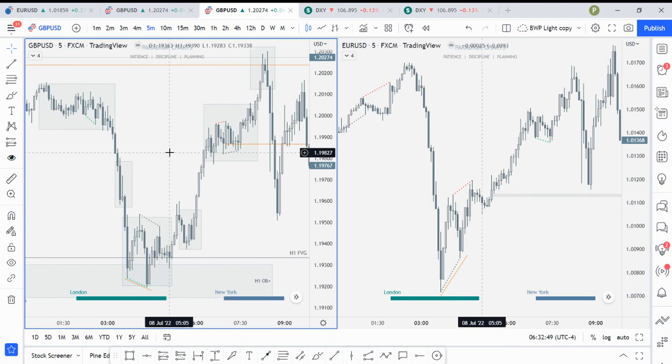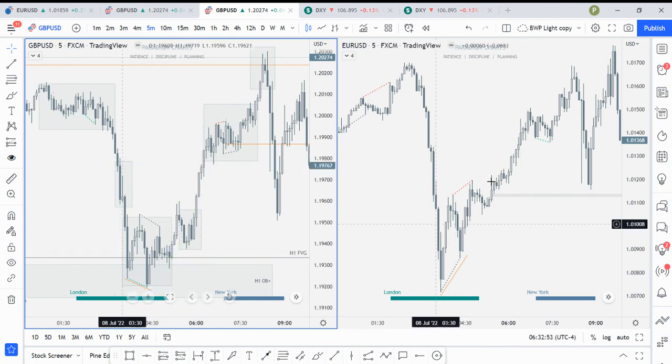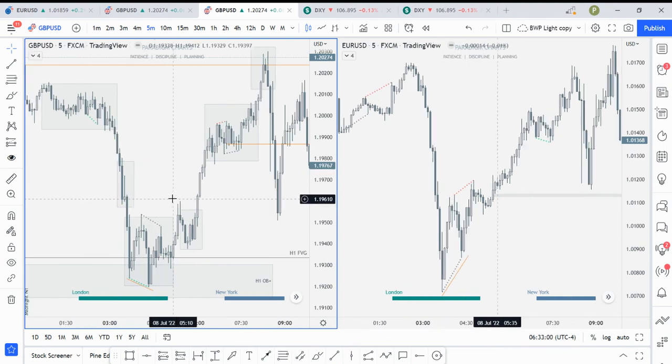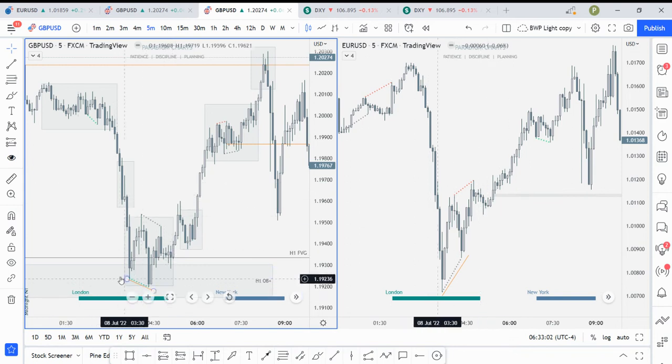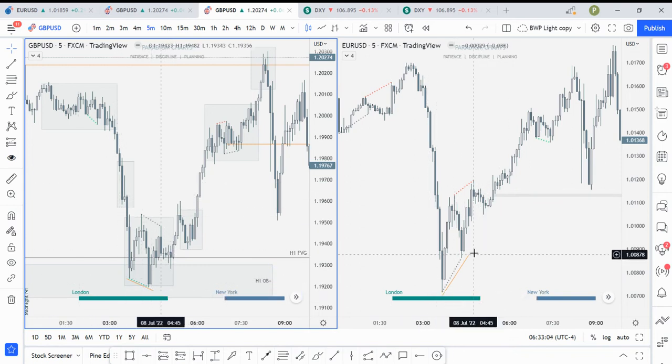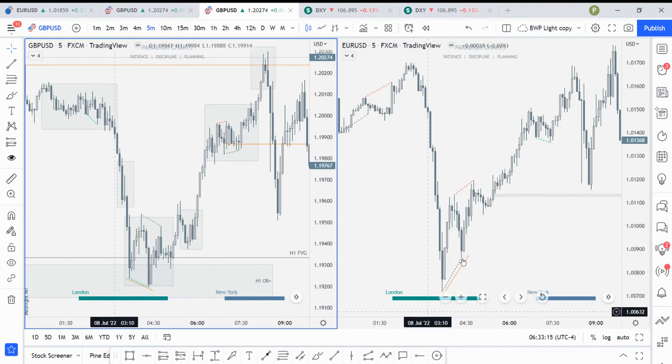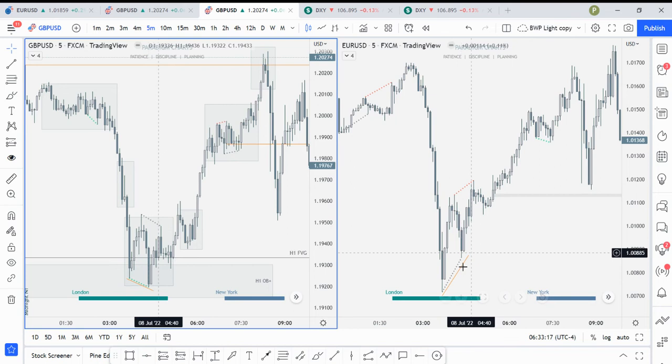I've not explained the market maker buy and sell model, but maybe one of these days I will. For now, let me just focus on SMT divergence. I don't want to be carried away with something else. So when you have this lower low and you have this higher high, that tells you that price is about to run up. I think I posted this on the Telegram group page, and I told you guys that we're about to see a reversal.